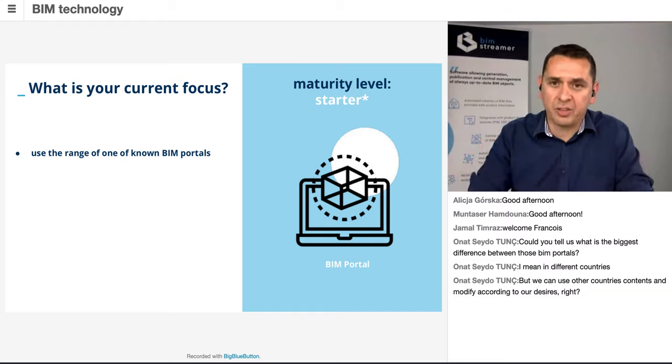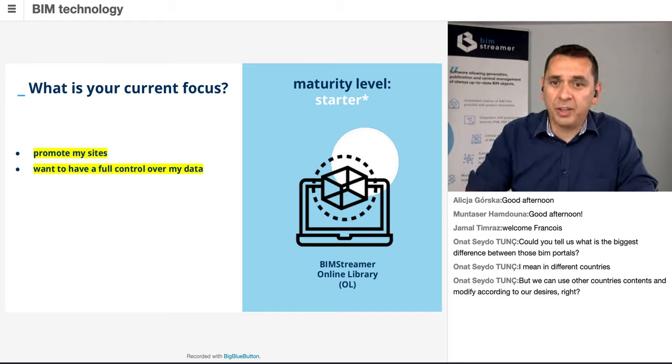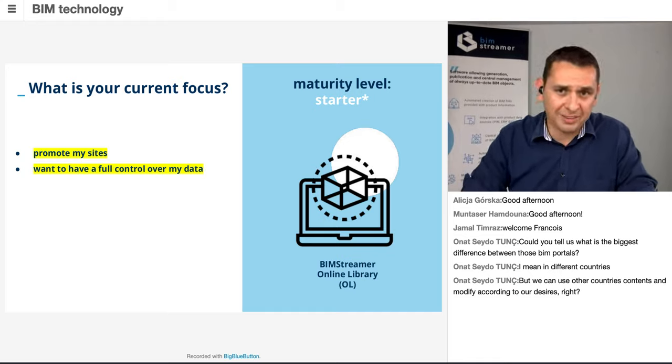If a manufacturer starts with the BIM content, we call this maturity level starter. They have two options. One of the options is that they can just place the BIM content within the BIM portals, and as simple as it is, directly from there, someone can download the content. The other option, I would also consider as a starter, as some sort of an alternative.